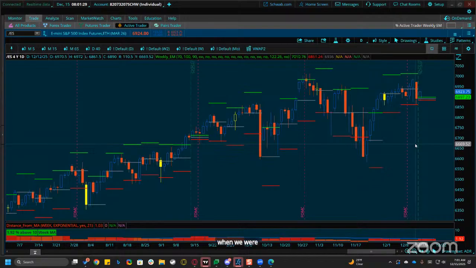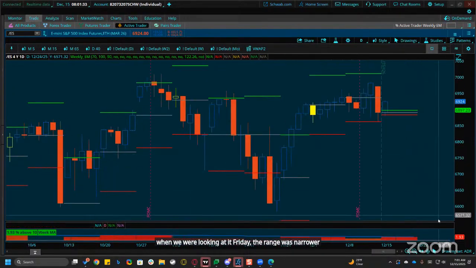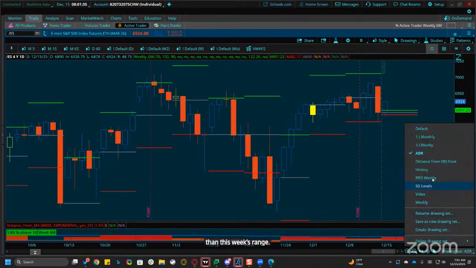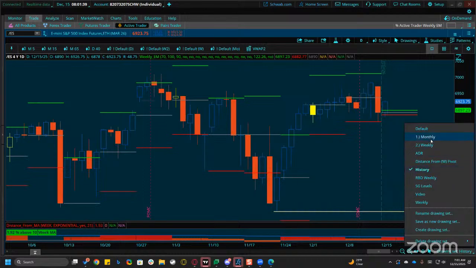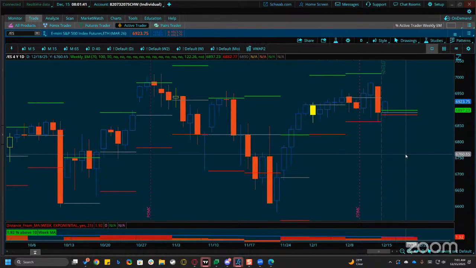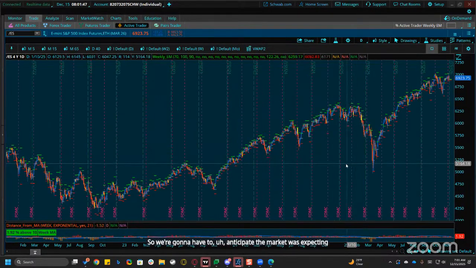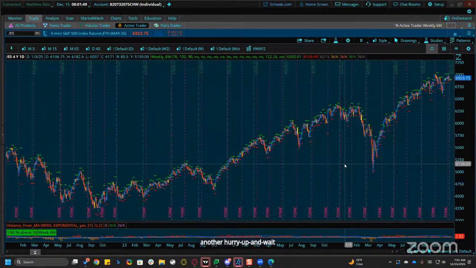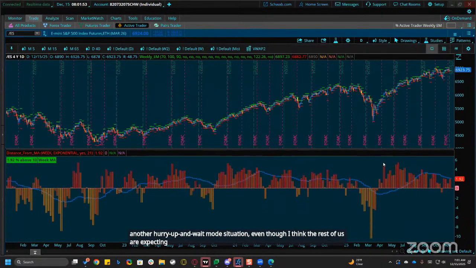When we were looking at it Friday, the range was narrower than this week's range. So we're going to have to anticipate the market was expecting another hurry up and wait mode situation, even though I think the rest of us are expecting expansion.